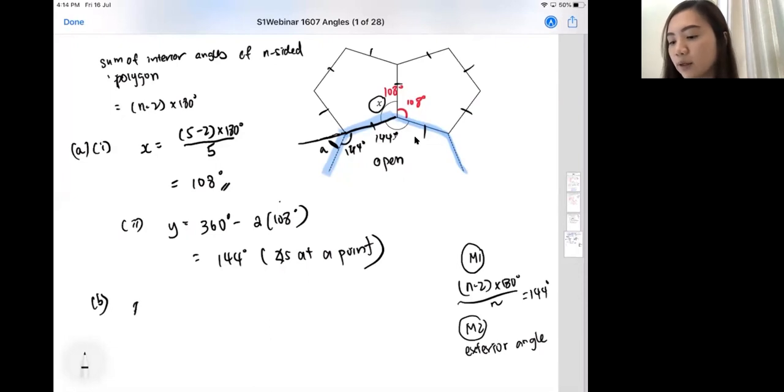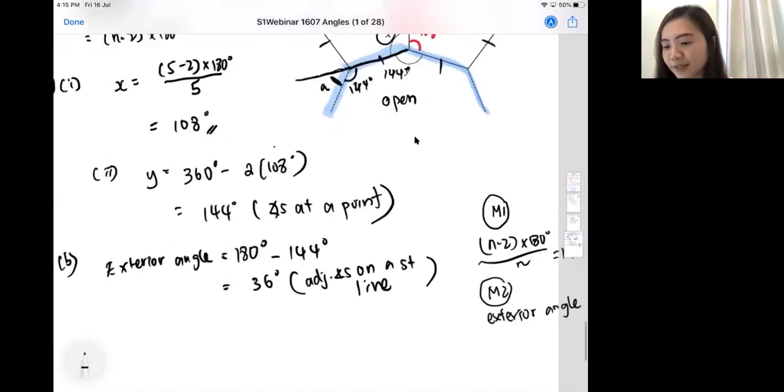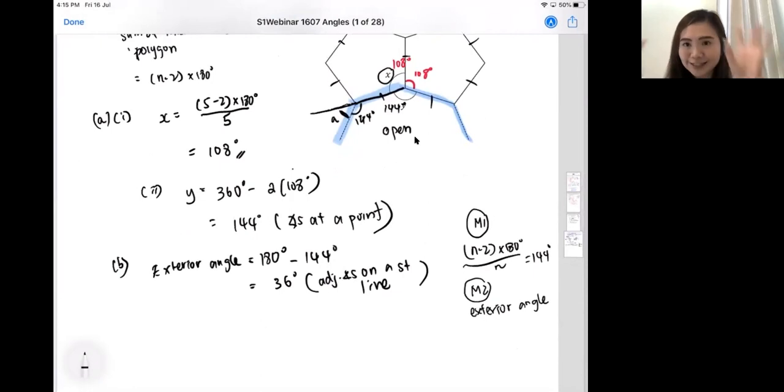So for example, this one, I will write like that. Exterior angle is 180 minus 144, and this gives me 36. So I write down, adjacent angles on a straight line, because together, interior plus exterior must be equal to 180. After that, I'm going to take 360, the sum of all the exterior angles, regardless of the number of sides.